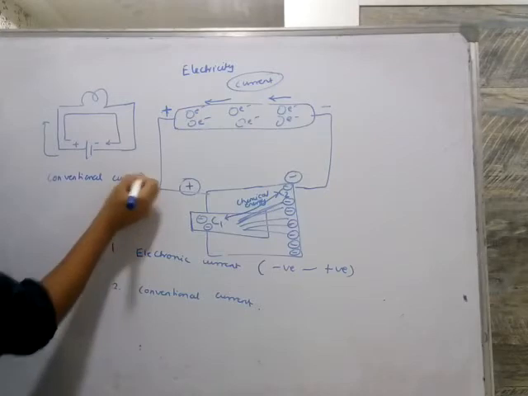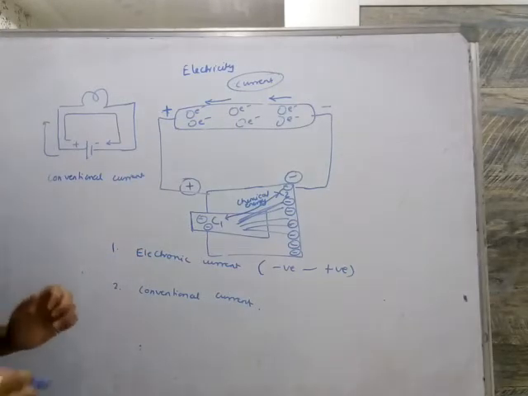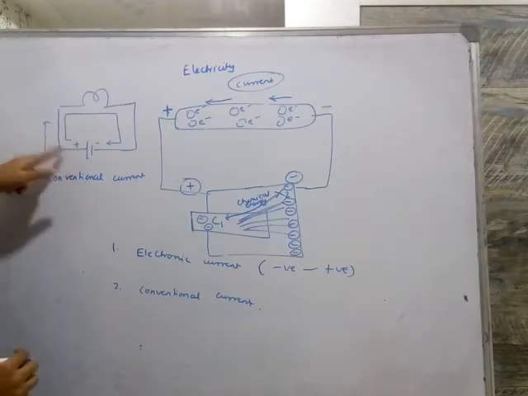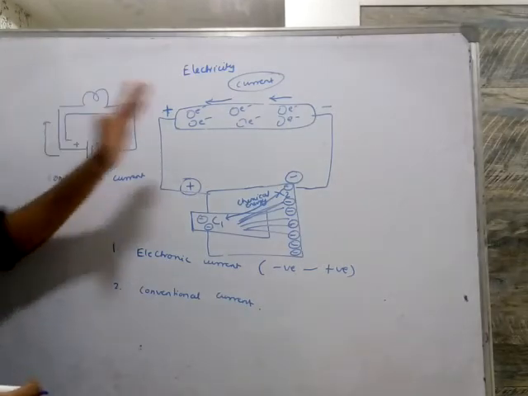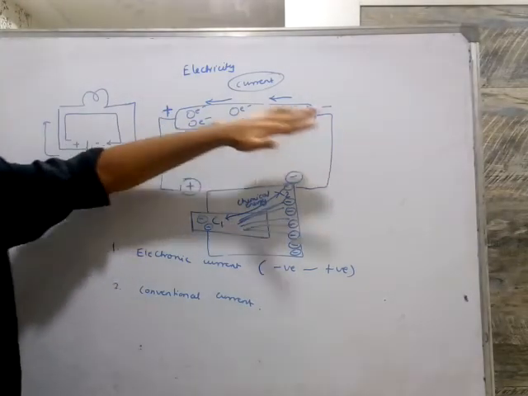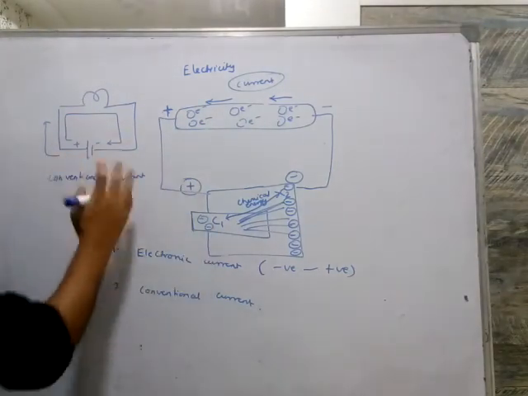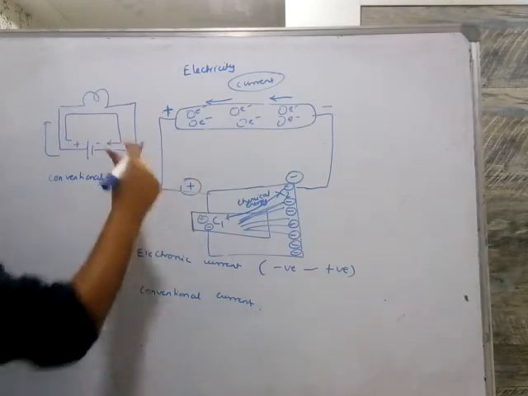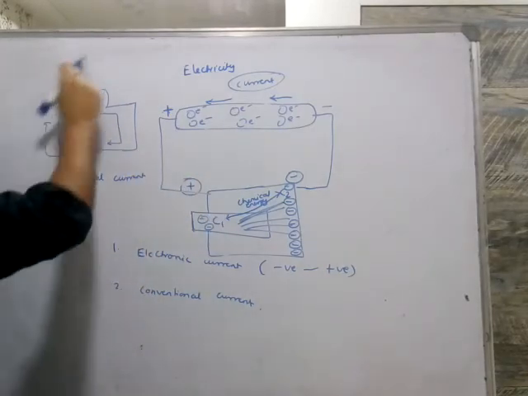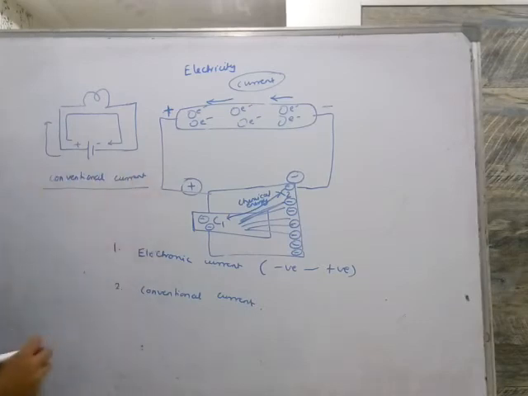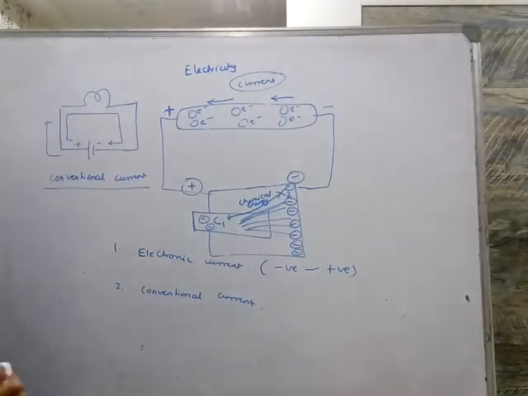So conventional current is nothing but an assumption. It was assumed that current flows from positive to negative. Originally the current flows from negative to positive, but we have already accepted that the current flows from positive to negative. It is called conventional current. Hope you understood the direction of flow of current, which is very important.